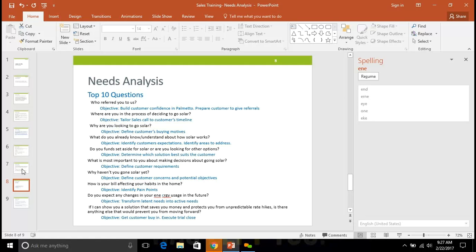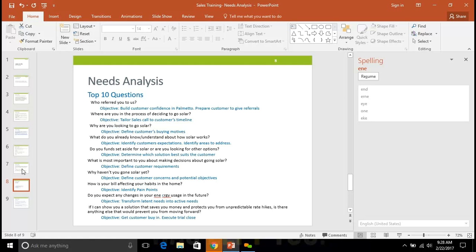What is most important to you about making decisions about going solar? Define the customer requirements. Why haven't you gone solar yet? Now, some people think the way that's worded sounds like you're questioning them, you're chastising them. Why haven't you gone solar yet? Are you crazy? No, it's your tone. You know, just curious. Like, you've been thinking about it for a while, Ethan. Like, just why haven't you gone solar yet? It's more of a curiosity tone than it is a condescending tone. And that defines the customer's concerns and also potential objections that you're going to have to overcome.